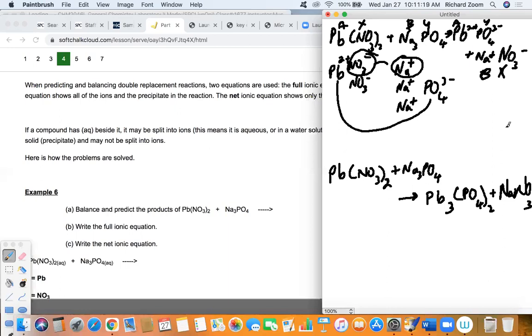Okay, gotcha. So the outsides go with the outsides and the insides go with the insides. Yeah, yeah. Because they're the opposite charges. You know, you're never going to get Pb 2 plus combining with Na, for example, because they're both positively charged.